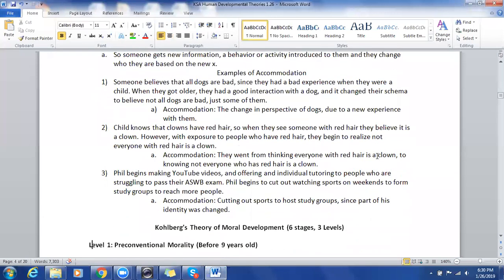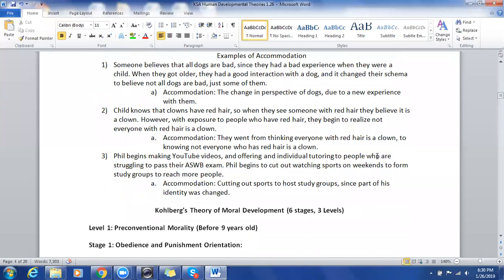The third one, it's more relevant to me, is Phil begins making YouTube videos and offering individual tutoring to people who are struggling to pass their ASWB exam. Phil begins to cut out watching sports on weekends to form study groups to reach more people. So the accommodation factor would be the cutting out of sports to host study groups, since part of his identity was changed.